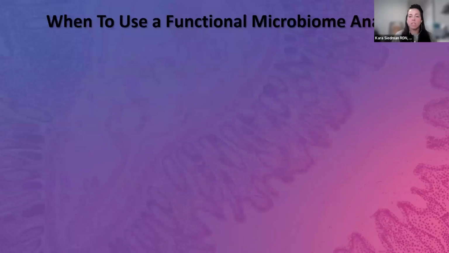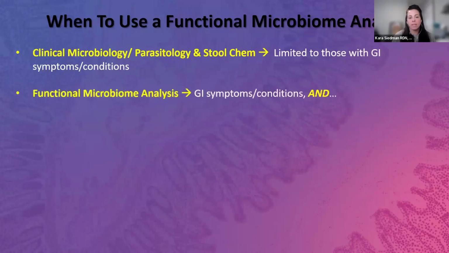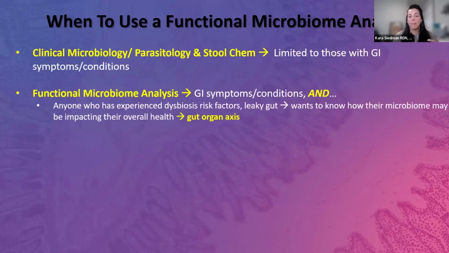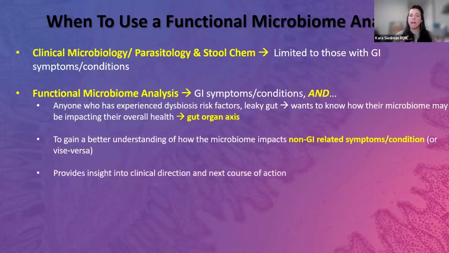And then really the question is, when do we use a functional microbiome analysis? Because we know that traditional tests are going to be limited really to those with GI symptoms and conditions. So a functional microbiome analysis is really looking at someone who has symptoms within the GI tract, but also wanting to understand more of the impact that the microbiome has beyond the gut. Because people that have leaky gut don't always experience symptoms in the gut. We know that intestinal permeability is linked to neuroinflammation and infertility and stubborn weight loss or weight gain and autoimmunity. So we can really get a greater insight into that microbiome's impact.